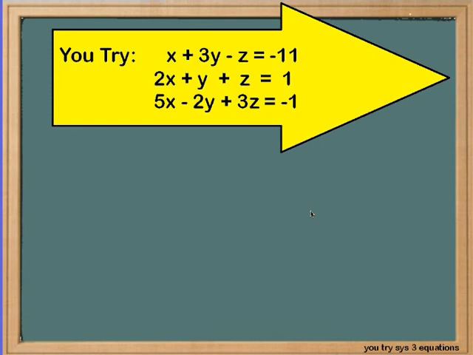Well, welcome back. And now that you have your answer, let's see if it matches the one that I'm about to reveal. The ordered triple for this problem is -6, 2, 11. How'd you do?